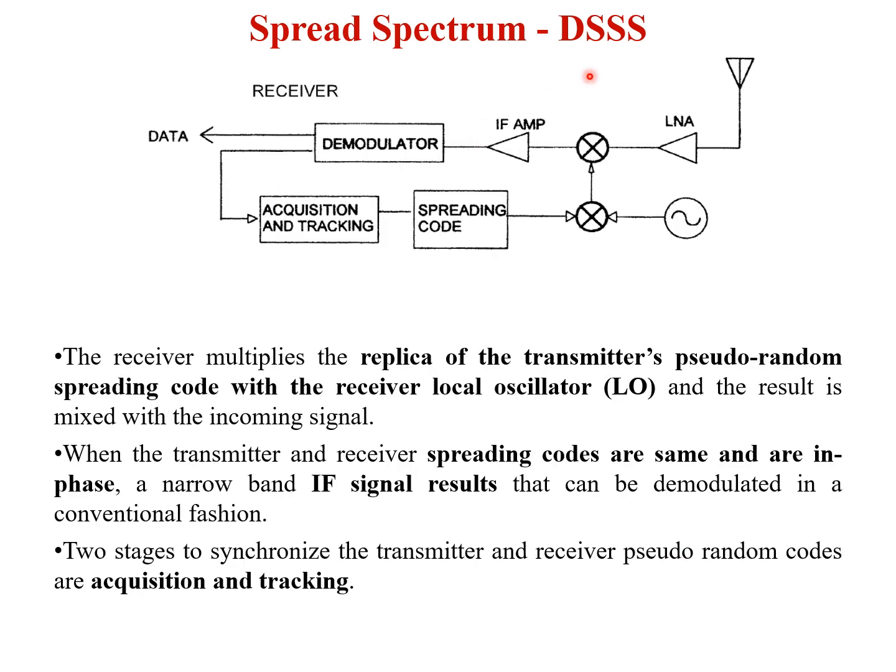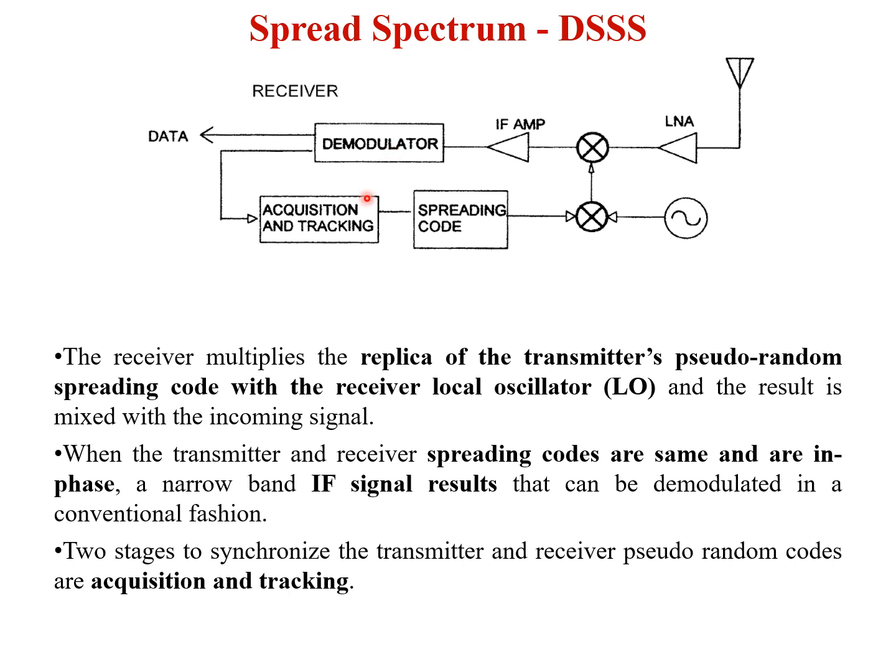This is the receiver section of DSS. The receiver multiplies the replica of the transmitter's spread code with the local oscillator frequency, which produces a signal that is mixed with the incoming signal. When the transmitter and receiver spread codes are the same and in phase, a narrowband IF signal will be generated. Then the signal will be demodulated.